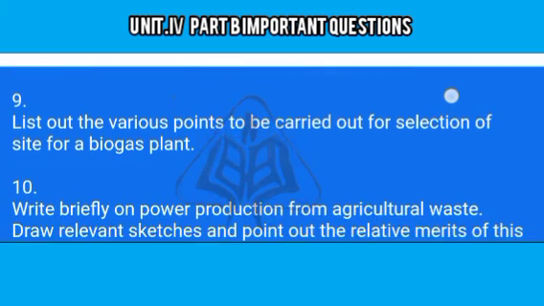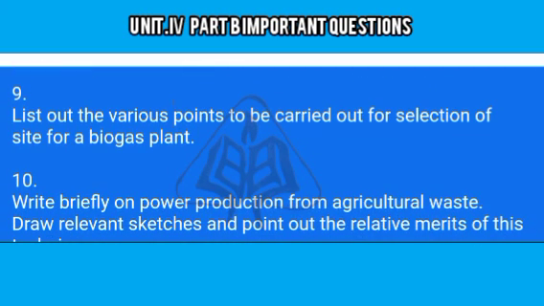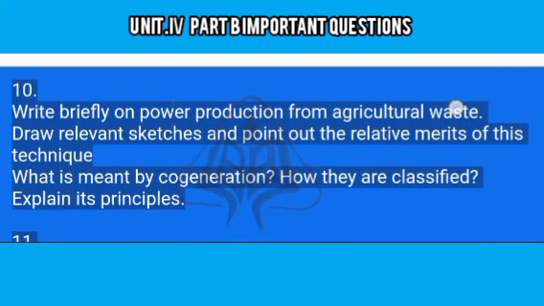9. List out the various points to be carried out for selection of site for a biogas plant. 10. Write briefly on power production from agricultural waste. Draw relevant sketches and point out the relative merits of this technique. What is meant by cogeneration? How are they classified? Explain its principles.